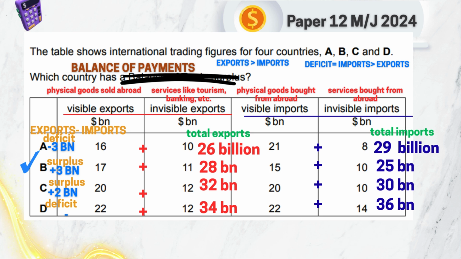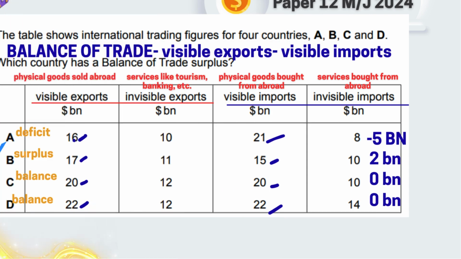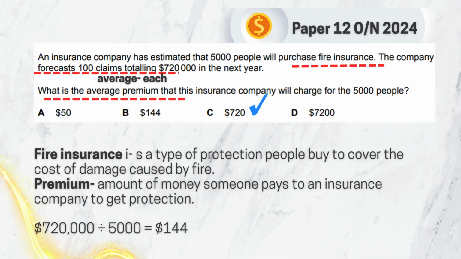Why? Again, you will just focus on visible exports minus visible imports for the balance of trade. And the question there was, which country has a balance of trade surplus? So country A, 16 minus 21 equals negative 5. Of course, it's a deficit. C and D, of course, it's balance. And letter B, visible export 17 billion minus the visible imports, which is the 15 billion. So it's 2 billion. So this one is a surplus.